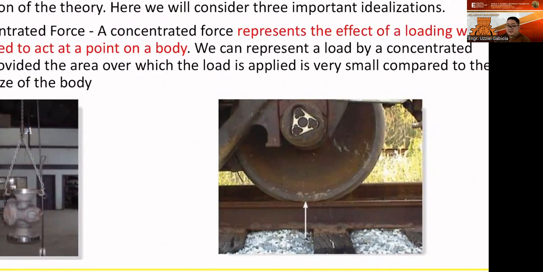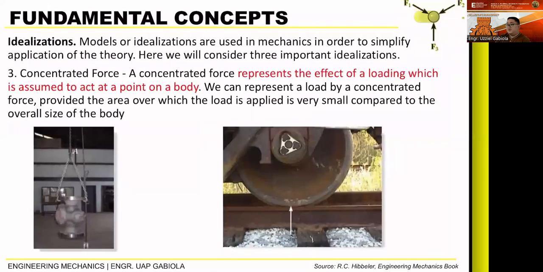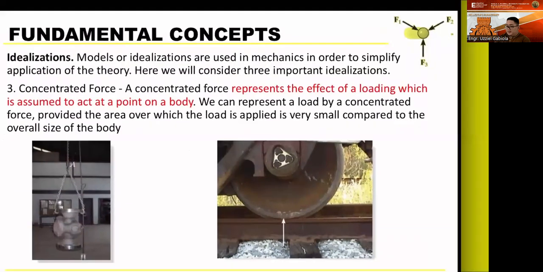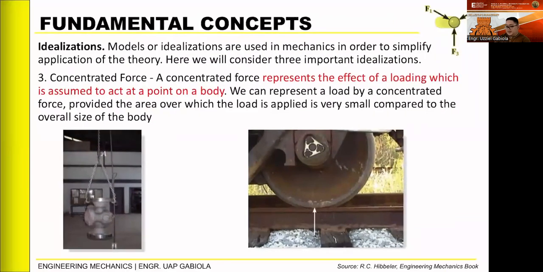since this is a rigid body, the contact on its surface can be represented as a concentrated force. Because the railroad wheel is a rigid body, and our concentrated force is the contact force between the wheel and the ground. Okay? So that is just one example of our idealizations.